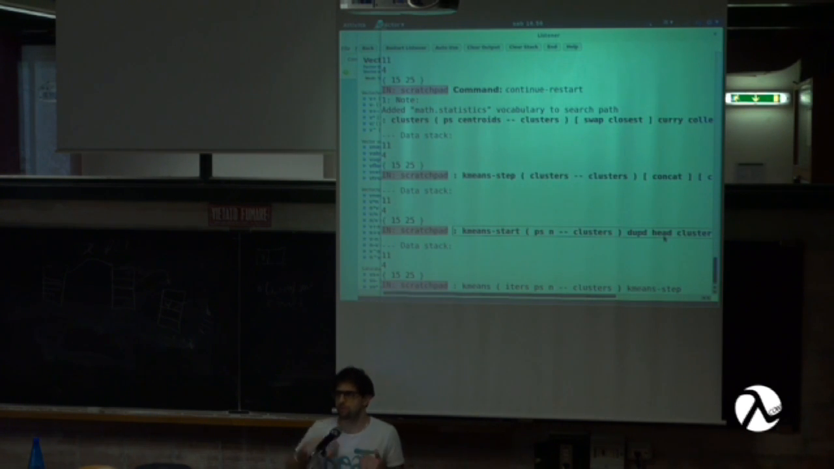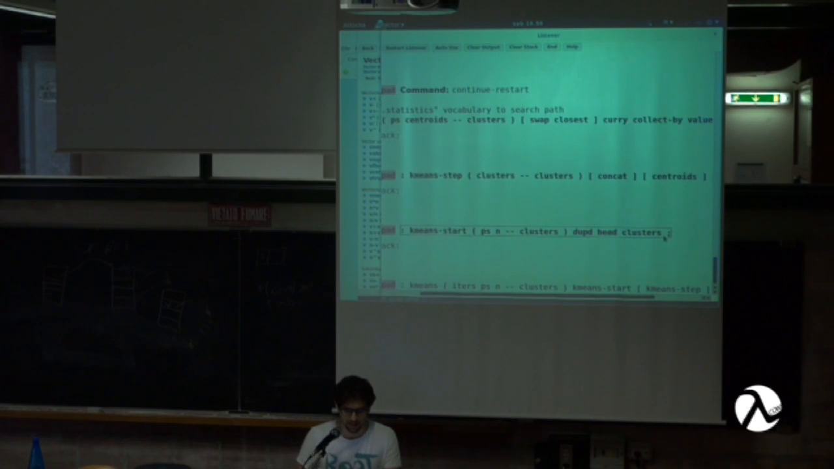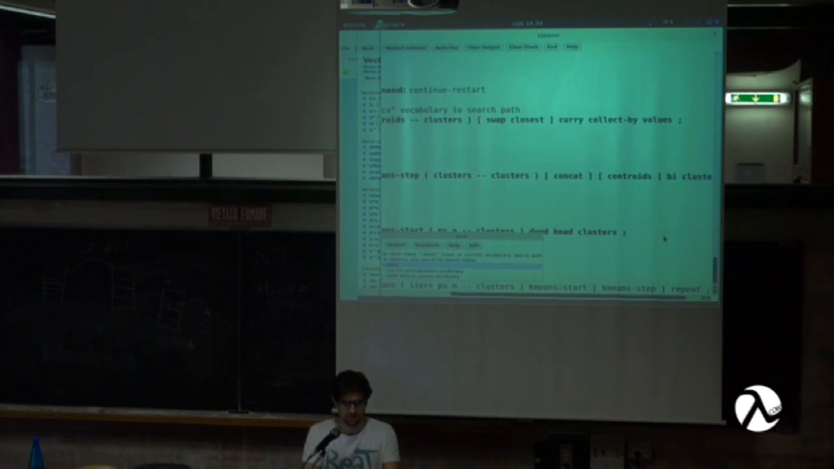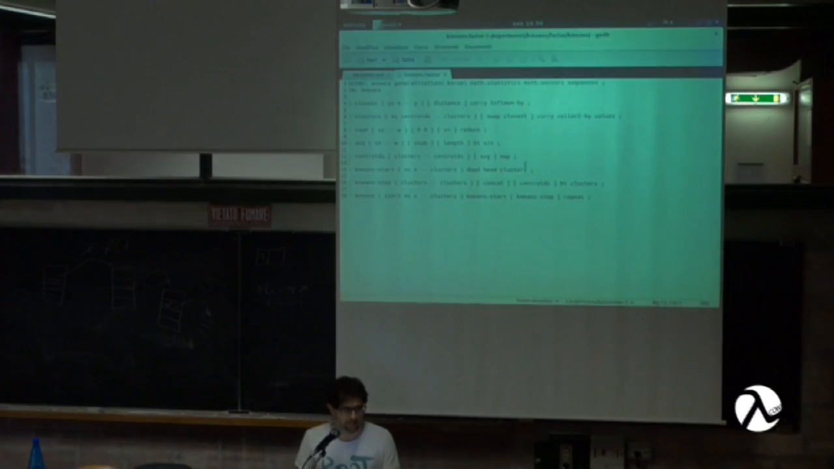And once we have that, this is k-means start. When we have done that, we have the clusters on the stack, and we repeat the step a certain number of times. And repeat. And if we get it, it should be like this.